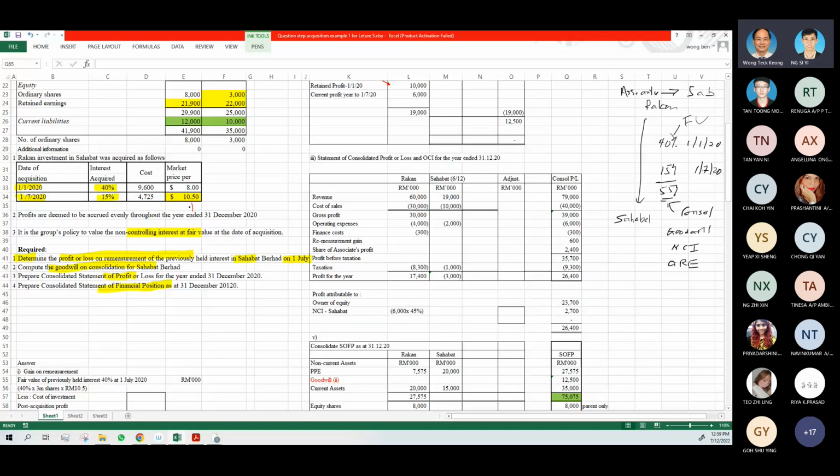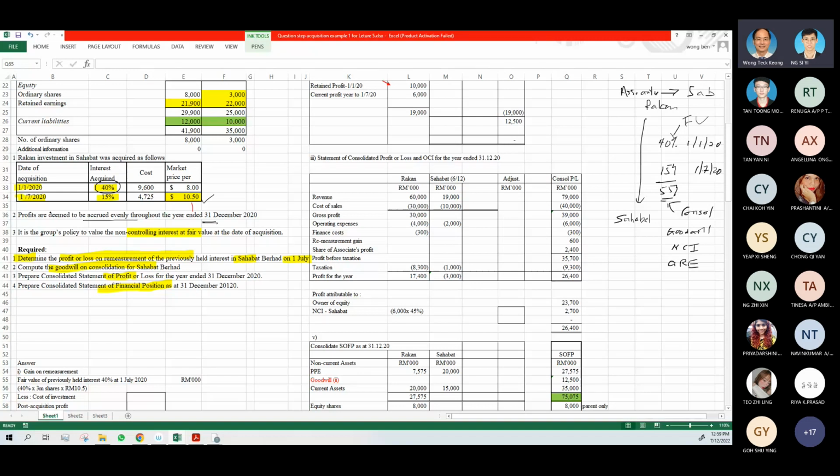They give you all the fair value. So the fair value for the previously held share 40% will be $10.50 when you gain the control on 1st July. Okay, at 1st July it will become $10.50. So you see here, obviously you make some money here already, $2.50 per share. So second note, profit are deemed to be earned equally, so you can do time apportionment of profit because they acquire in the middle of the year, 1st July.